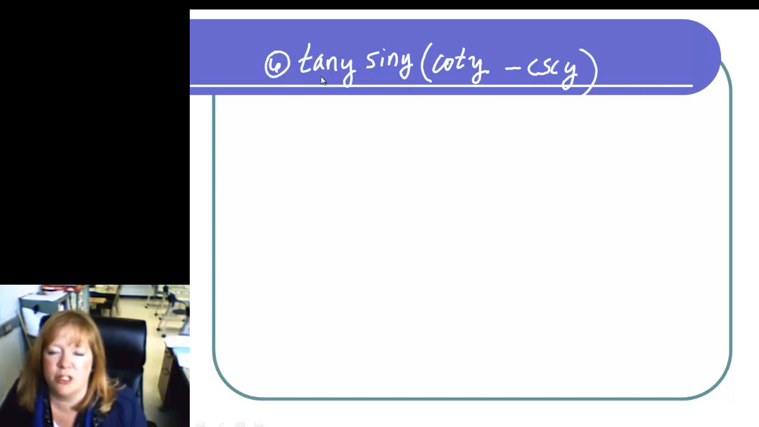Let's look at this one. This is a little different. Tangent y plus sine y times cotangent y minus cosecant y. So these guys, I see right away, hopefully you recognize, that tangent and cotangent are reciprocals. So when I multiply, those are going to cancel out themselves. And sine is a reciprocal of cosecant, so that one's going to cancel out.